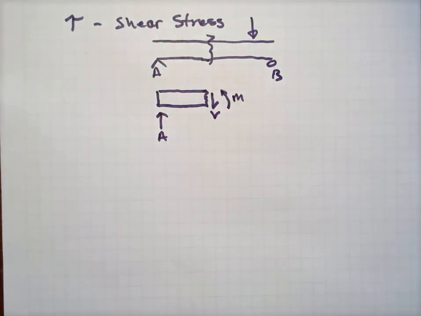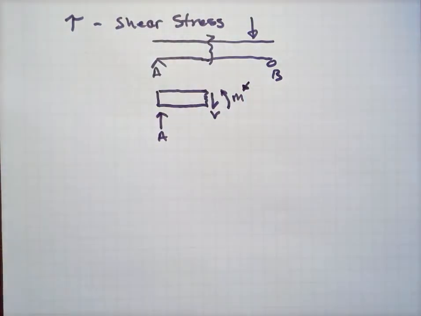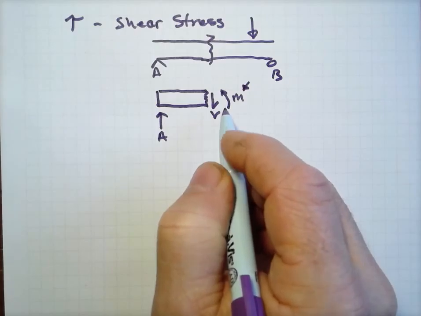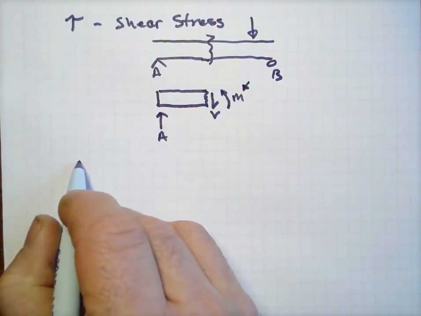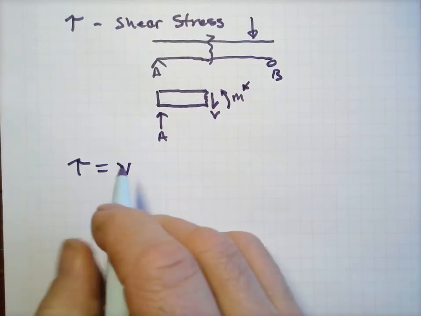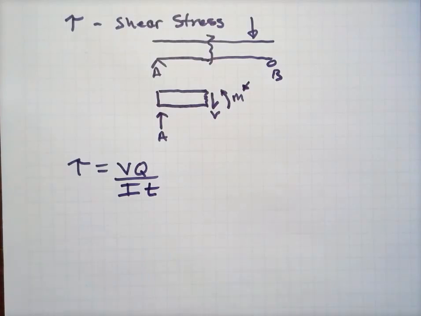Now, when we were doing the normal stress, the bending stress at this point, we focused in on getting the M and used that in our stress equation. Well, not now. Now we're going to use the V and use that in our stress equation. And the V, or the shear stress, equals VQ over IT.